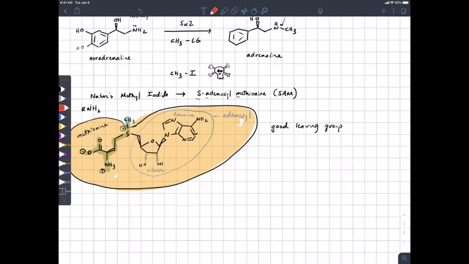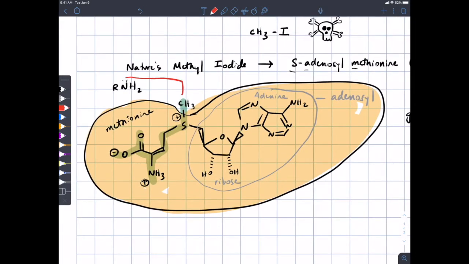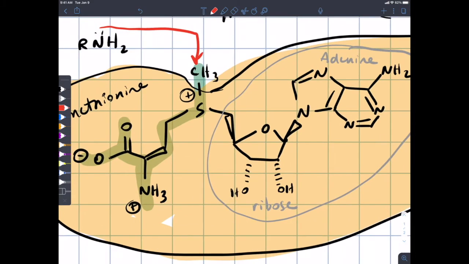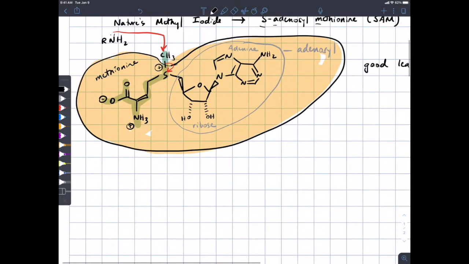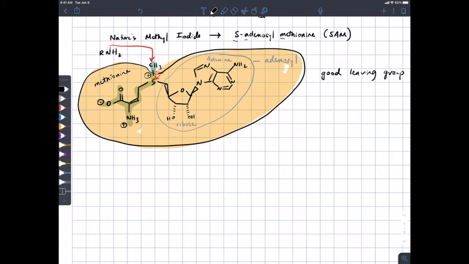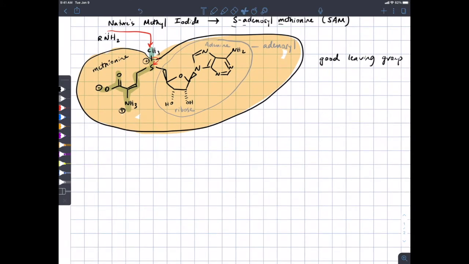Sorry, I need a red arrow. Backside attack on the methyl group. We break the bond between methyl group and sulfur. The electrons go back onto sulfur, which gets to now be bonded to only two things with two lone pairs and gets to have zero formal charge.